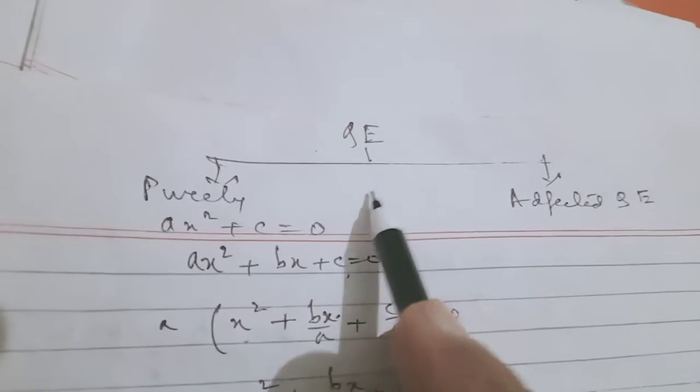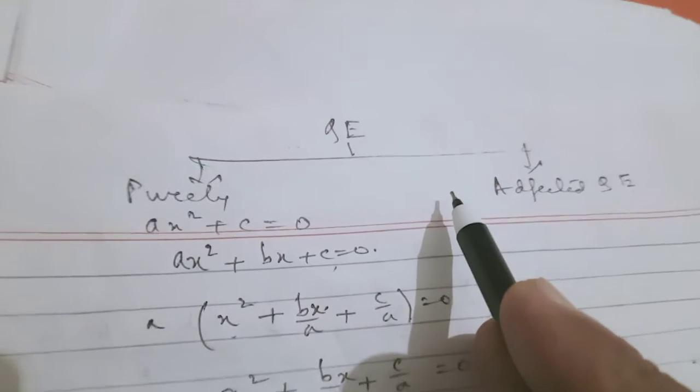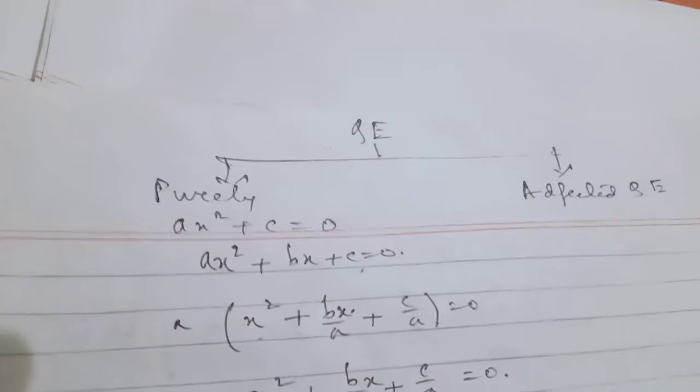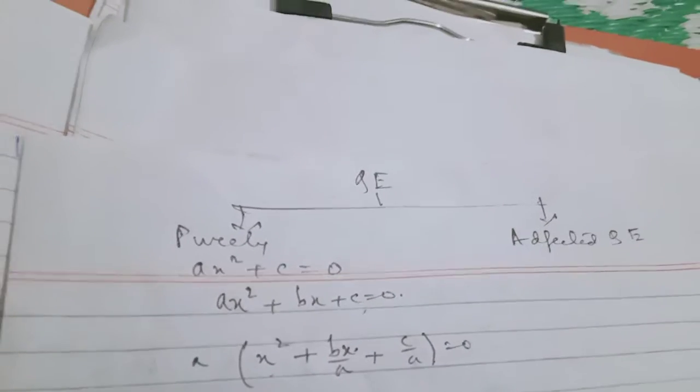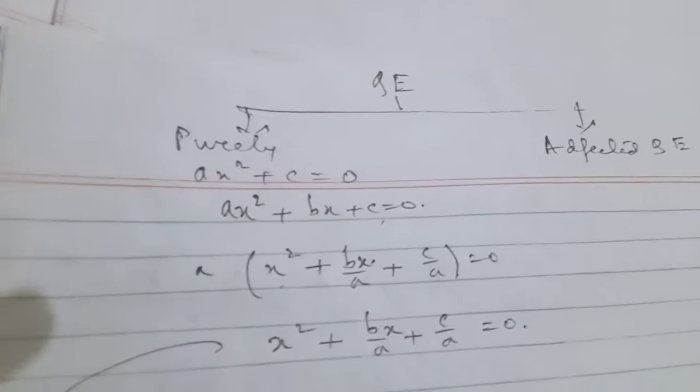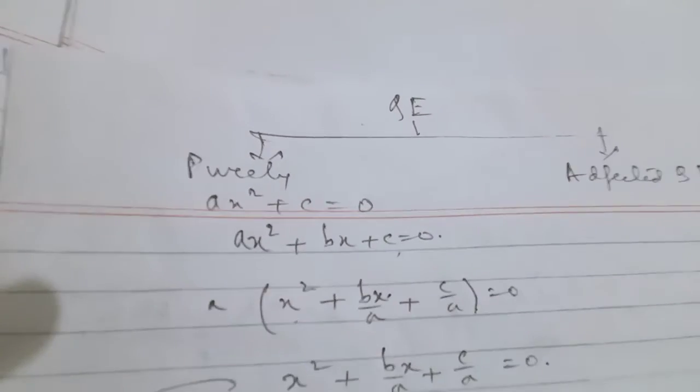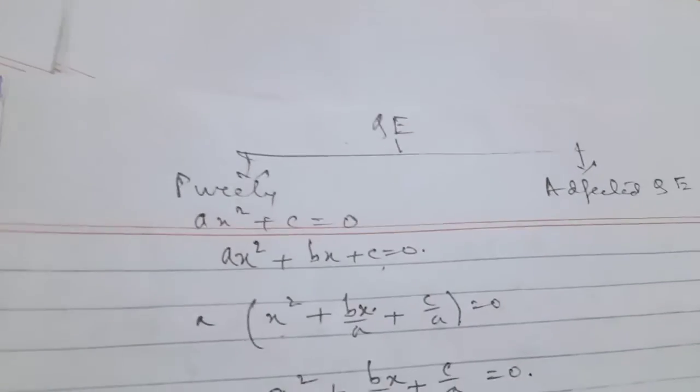Today's topic is quadratic equation. Now, what is the quadratic equation? The general form of a quadratic equation is ax² + bx + c = 0. We have learned it in class 10.